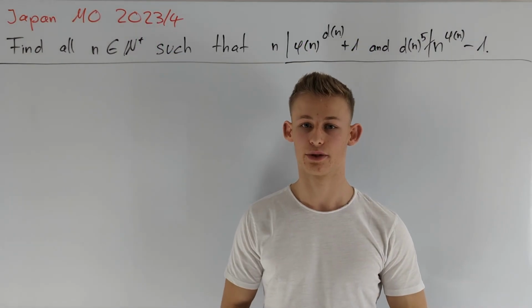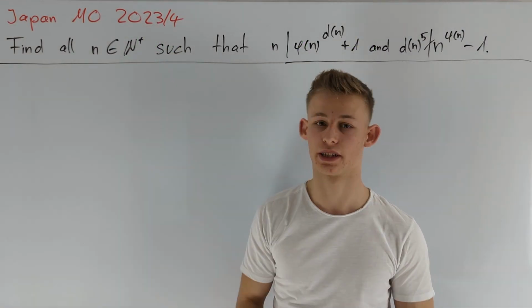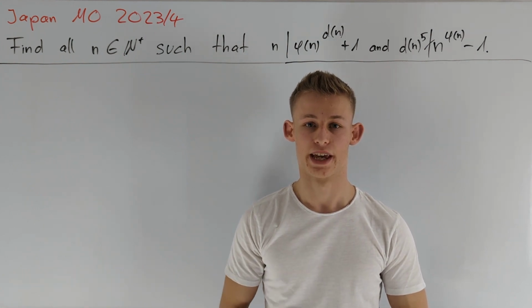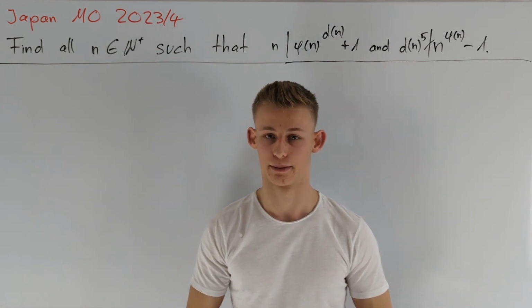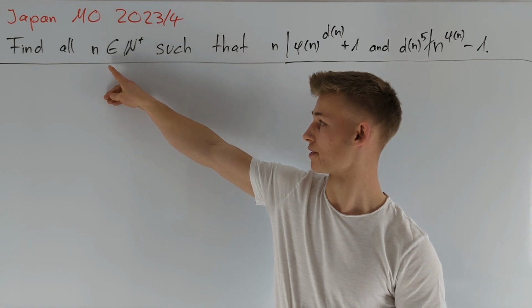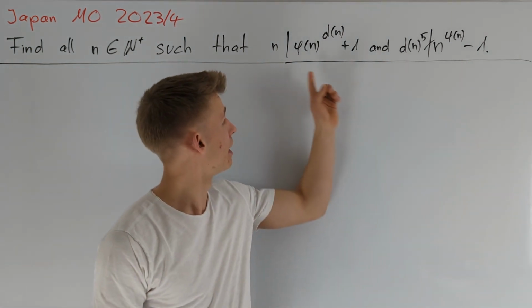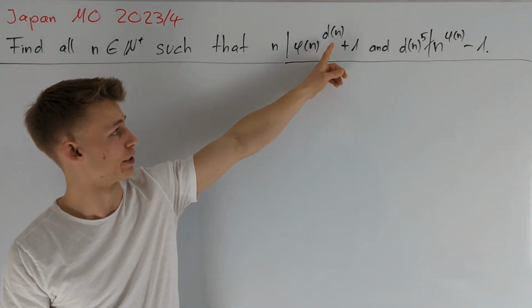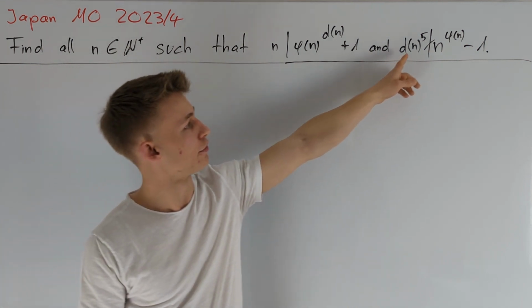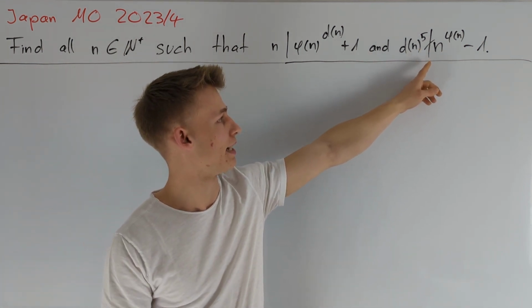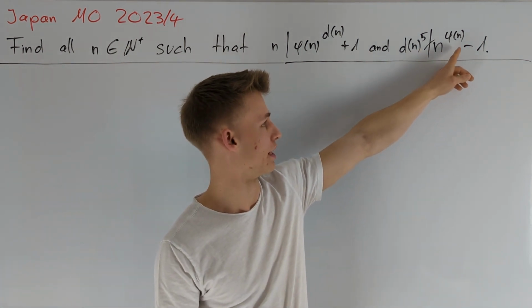Hey guys, today I want to present a solution to the Japan Math Olympiad 2023 problem 4. At first, let's have a look at the problem statement. We are asked to find all positive integers n such that n divides phi of n to the power of d of n plus 1, and d of n to the power of 5 does not divide n to the power of phi of n minus 1.